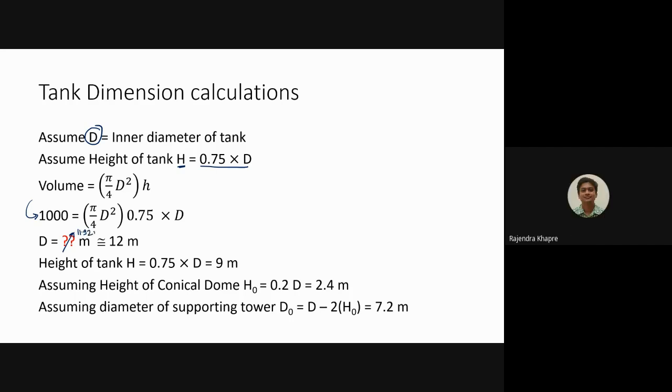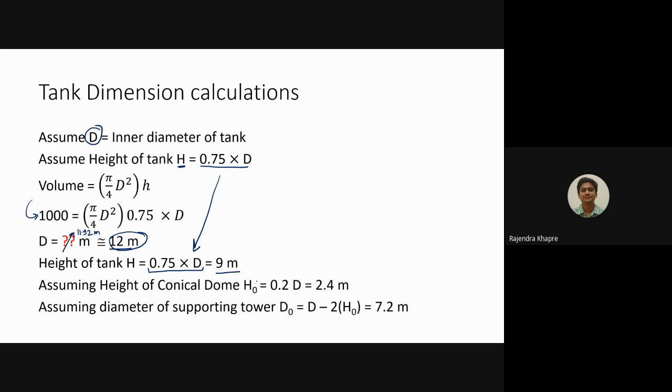11.92. Is it so? Yes, sir. Okay, since this is 11.92, we can round it off to the higher side and assume the diameter of the container, that is the diameter of the cylindrical wall, as 12 meter. If we finalize the diameter as 12 meter, the height of the water tank will also change. The height of the water tank is 0.75 times D, which we have assumed, so the height comes out to be 9 meter.